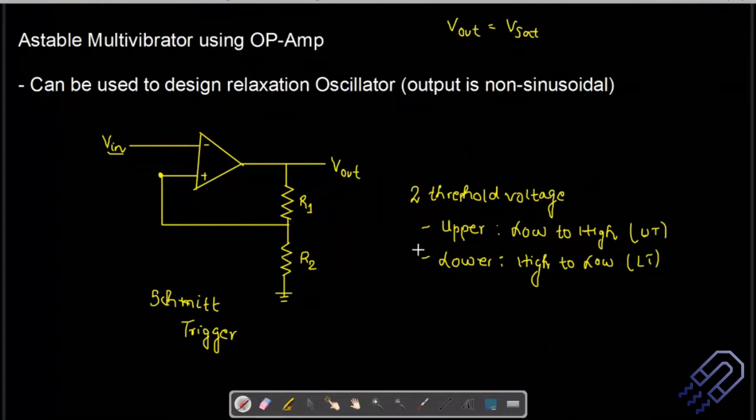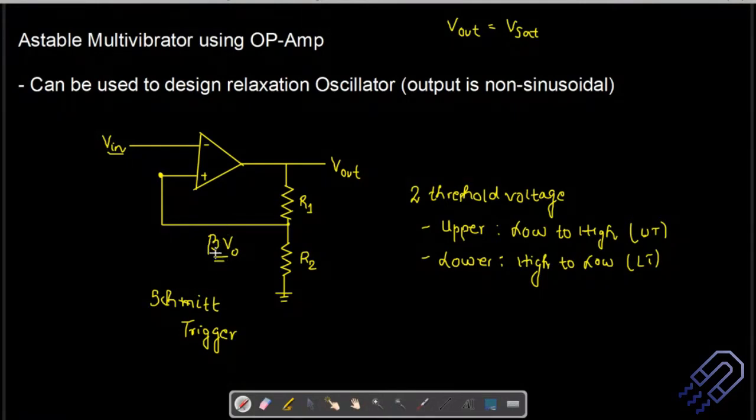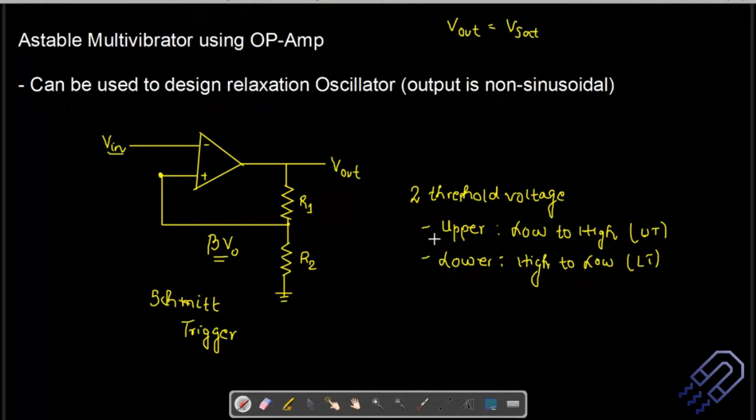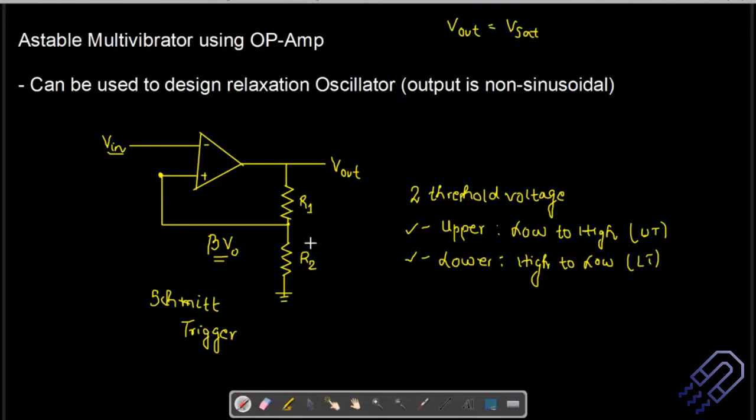The theory is quite big. I'm not going to ask you a question on Schmitt trigger. I'm just telling you this because we need to understand it. Whatever value you have, let's say a value of beta, and you take some part of the output, let's say beta V naught. That's the feedback gain factor. If this beta V naught is less than V in, you are going to have a circuit which behaves in one way. And if this beta V naught is greater than V in, it will act in a different way altogether. So the triggering will happen depending on the value of beta V naught.